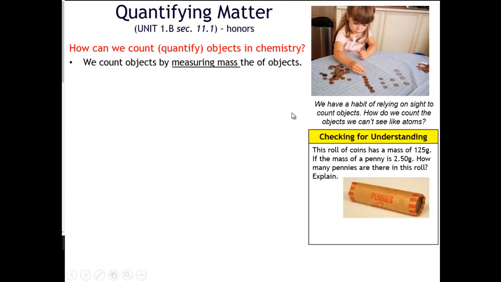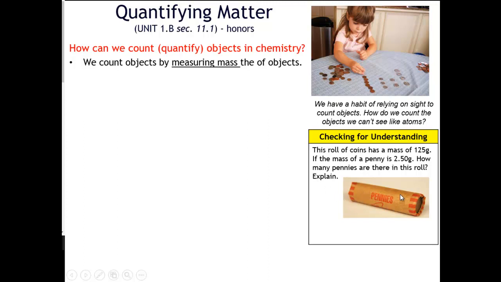In this class, we have to count objects by measuring the mass of the objects. So think of this example. This roll of coins has a mass of 125 grams. If the mass of a penny is 2.5 grams, how many pennies are there in this roll? Pause the video for a second and then play it when you find out the answer.